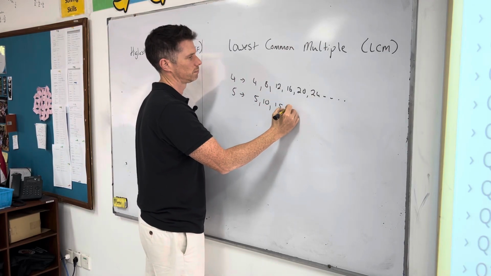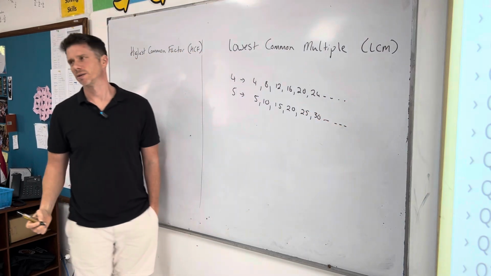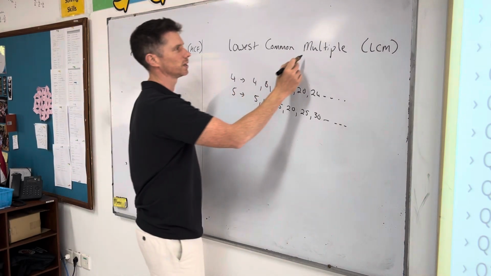10, 15, 20. Very good. Oh, we're experts at times tables. All right. So that's multiples. That's that done. Okay.